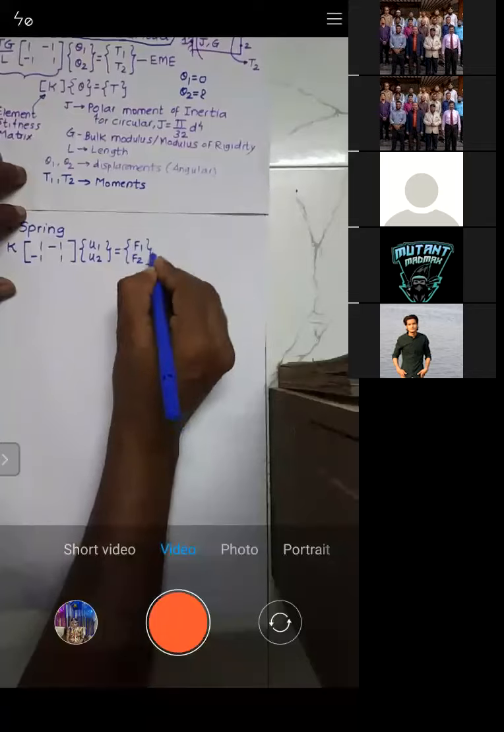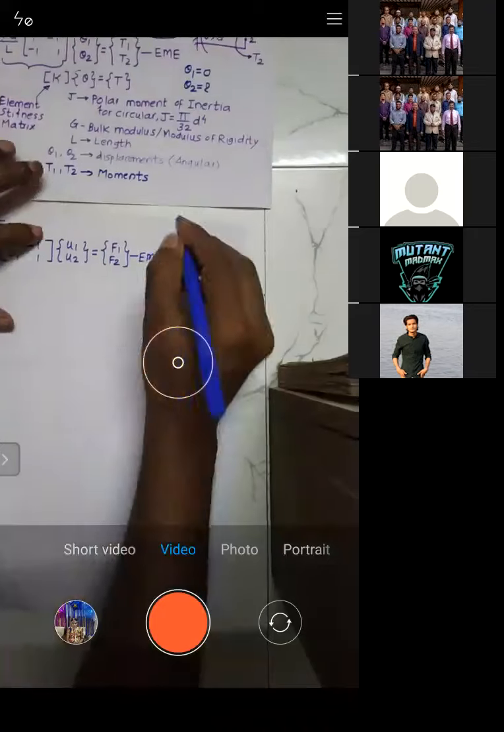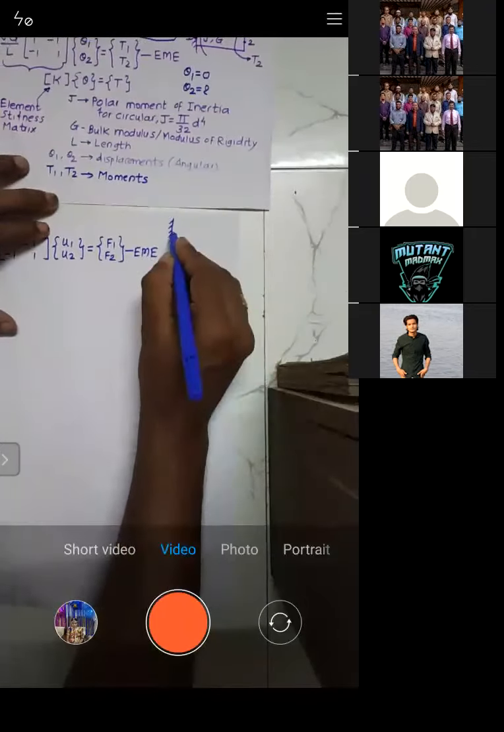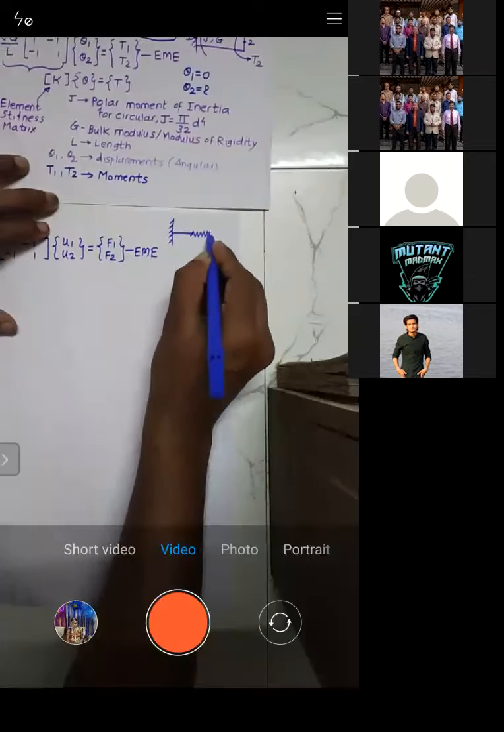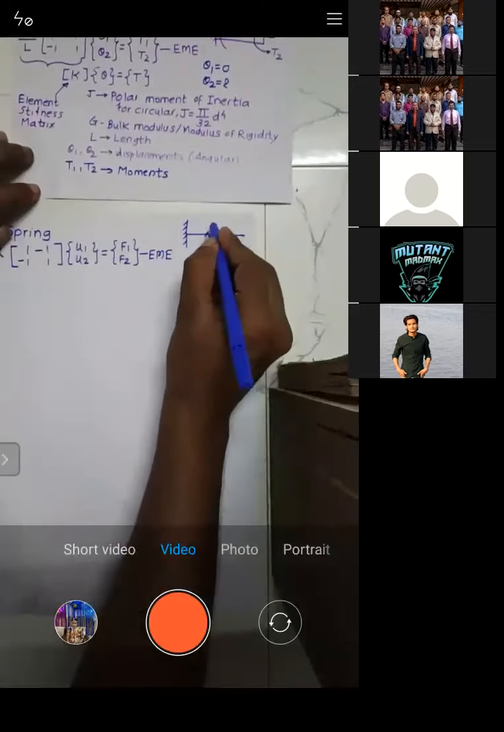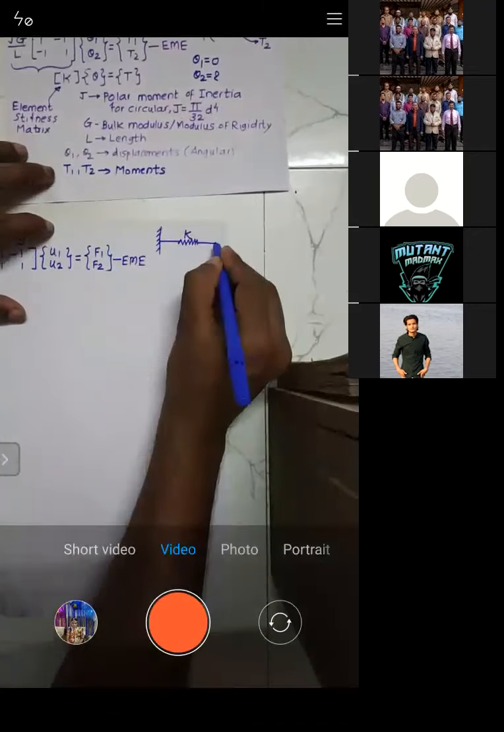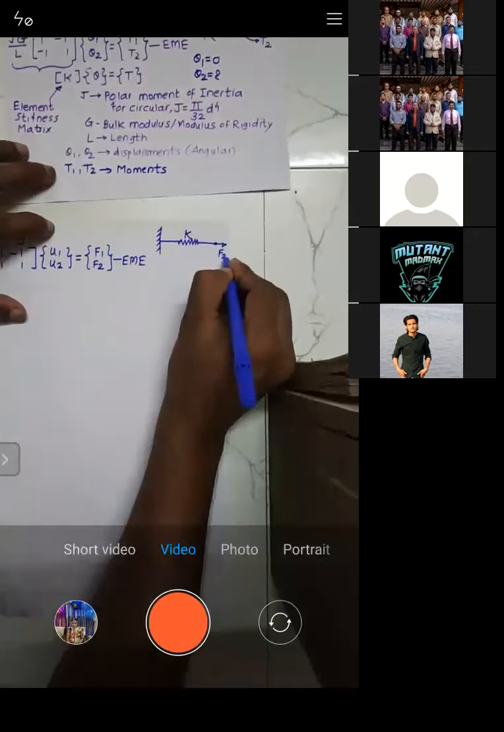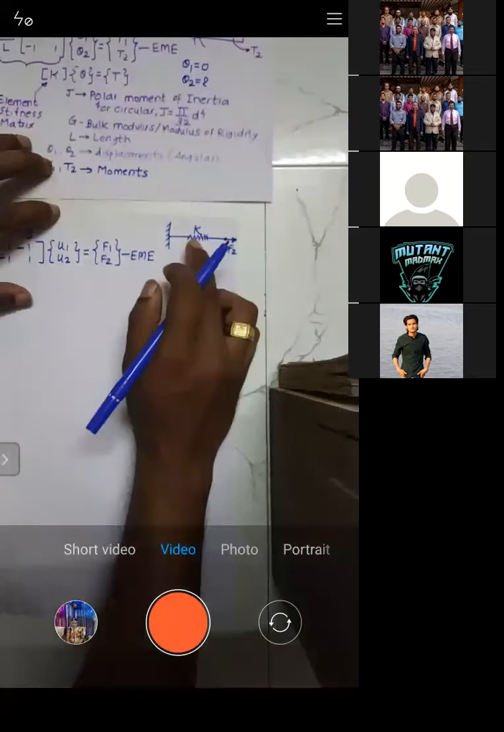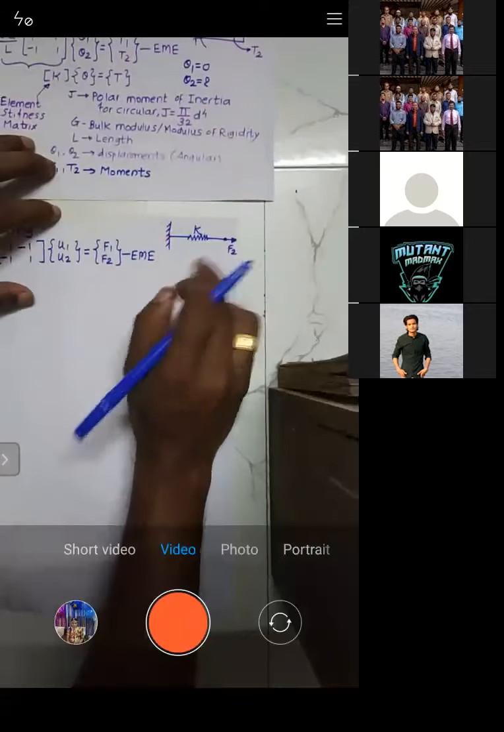And this particular term, as you know, is called the element stiffness matrix, right? I will give you a simple example. Let's consider this fixed support, and to this fixed support, let's say I'm attaching one spring. The spring has stiffness K, and to this particular end, I'm going to apply some force, let's say F2. At one end it is fixed, and at the other end I'm going to apply some force F2.